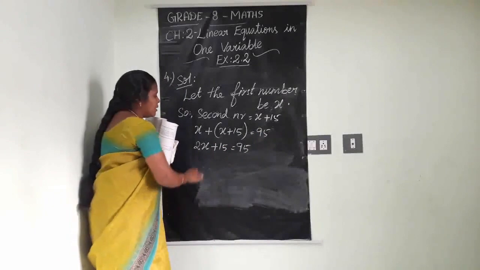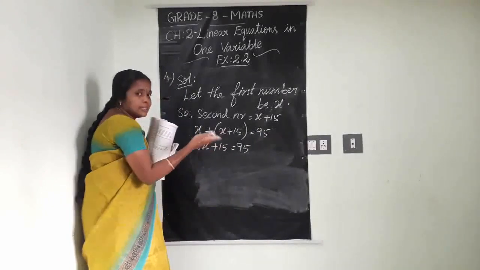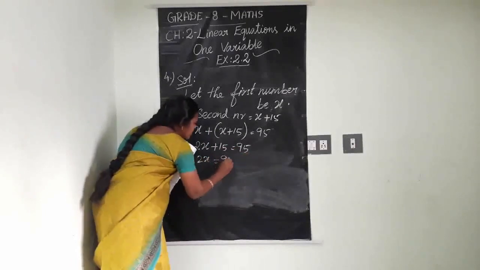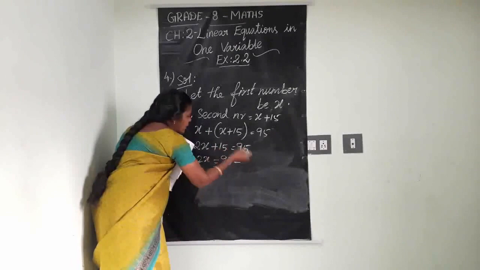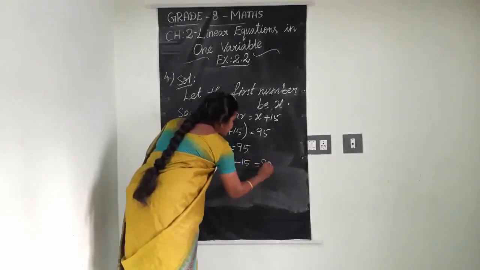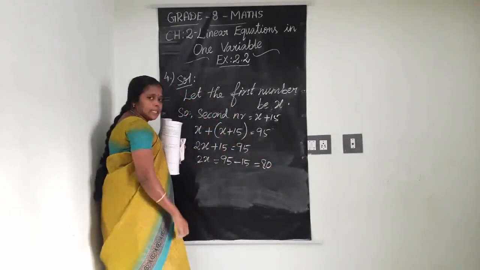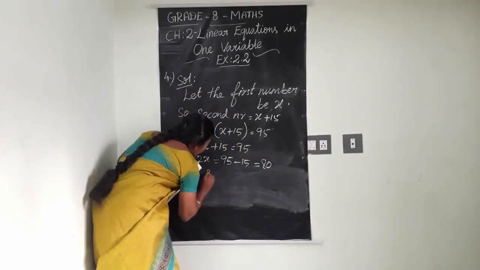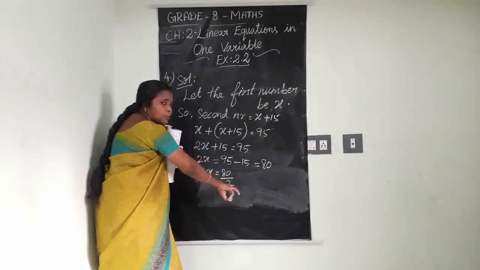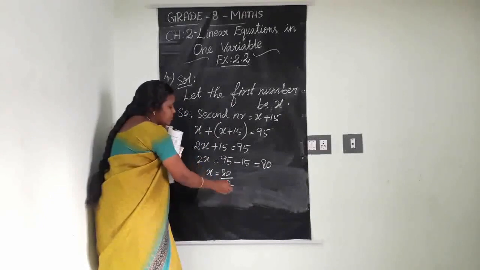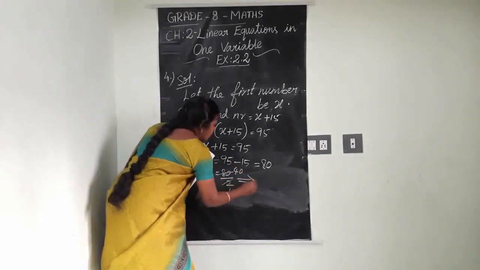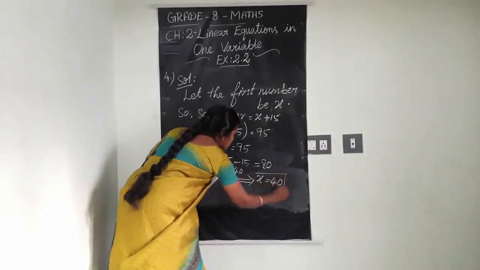Now you know well what to do. By the shifting method, the transposition method, we can shift this plus 15 to that side. At that time plus becomes minus, no? So minus 15. 95 minus 15 is 80. 2x equal to 80. That means what is 1x? 1x equal to 80 by 2. A multiplying number, when you shift it to the opposite side, comes to the division place. 1 2 is 2, 4 2s are 80. So record x equal to 40.